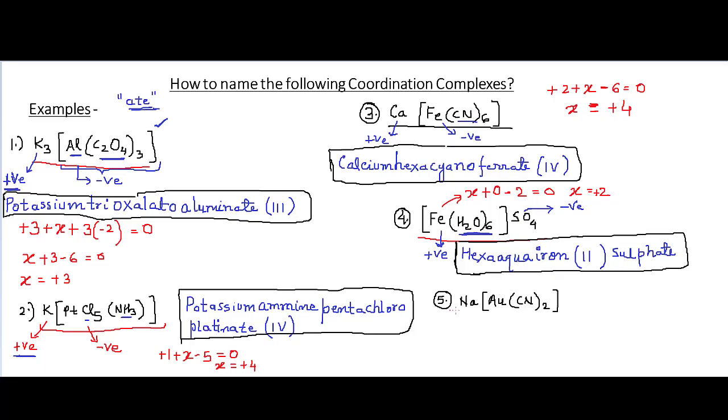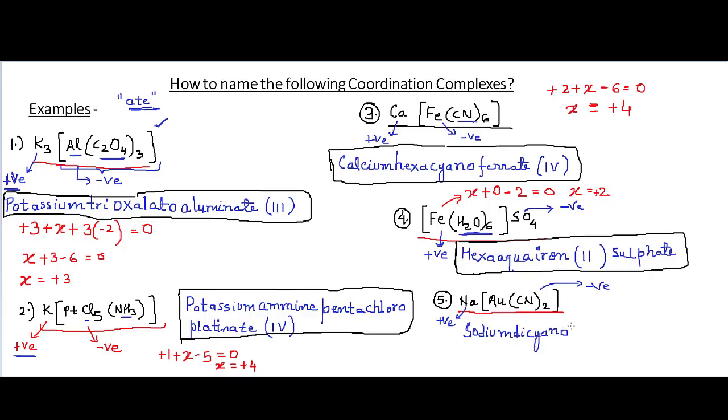So this is our fifth example, Na[Au(CN)2]. Now let's identify what's the positive and negative part of the coordination sphere. Sodium is the positive part. Au(CN)2 is the negative part, so we will name the positive first. So the nomenclature will start with sodium. After that we'll move on to the negative coordination sphere, Au(CN)2, and within the negative coordination sphere the ligand is cyano. How many cyanide ions? 2. So it will become dicyano, right?